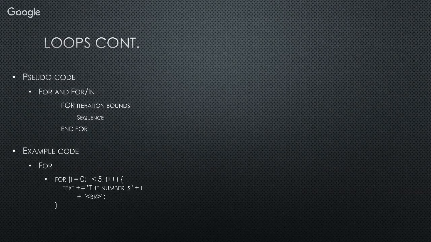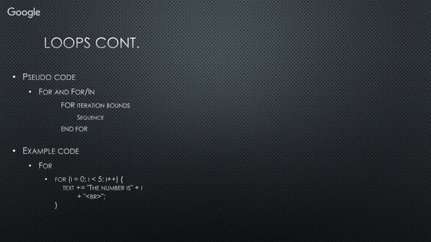So now i is equal to 1. Then it checks the condition: is i less than 5? Oh, it is? Okay, and it runs through the loop again. It keeps doing that until i is eventually equal to 5, at which point i is no longer less than 5, and it breaks out of the loop. Sorry, that was a lot, but stop me if you have any questions. That's a for loop.